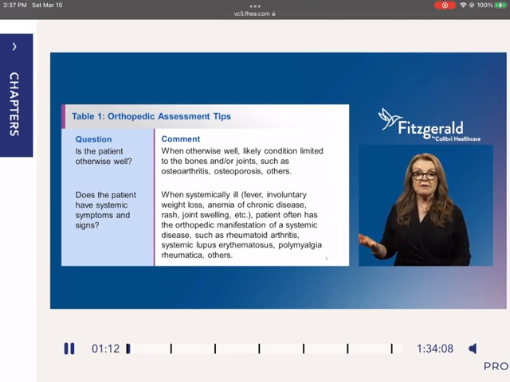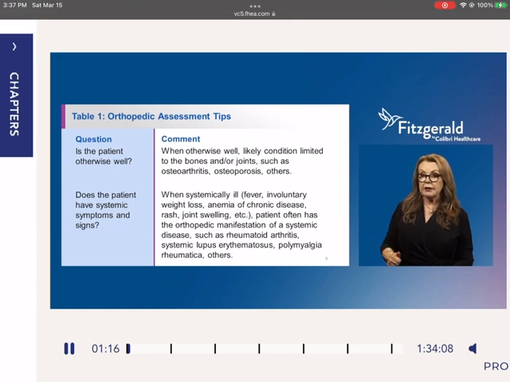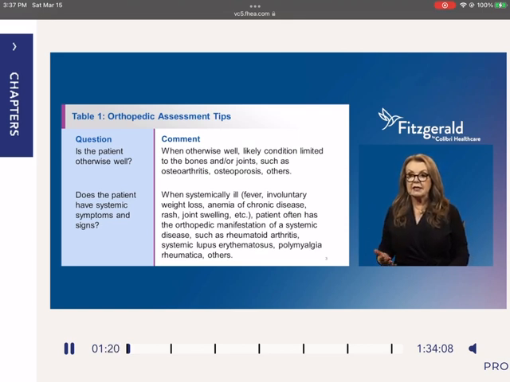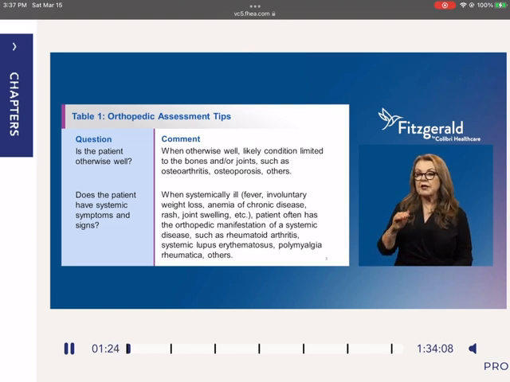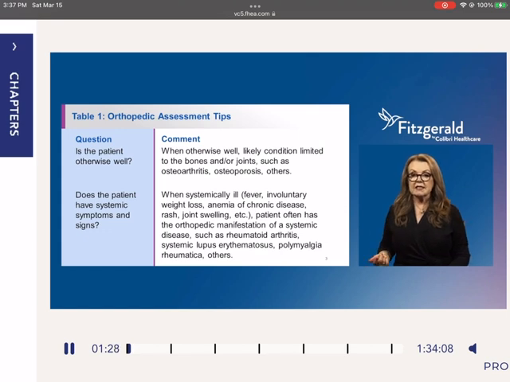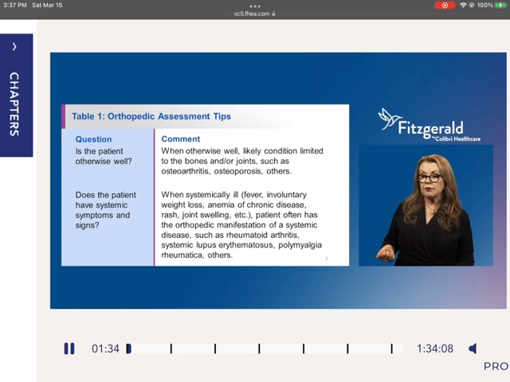Does a patient have systemic symptoms and signs? When systemically ill, like fever, involuntary weight loss, anemia of chronic disease, rash, joint swelling, etc., the patient often has the orthopedic manifestation of a systemic disease, such as rheumatoid arthritis, systemic lupus, polymyalgia rheumatica, and others.